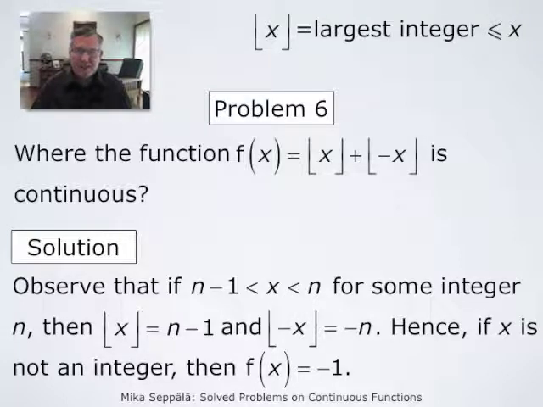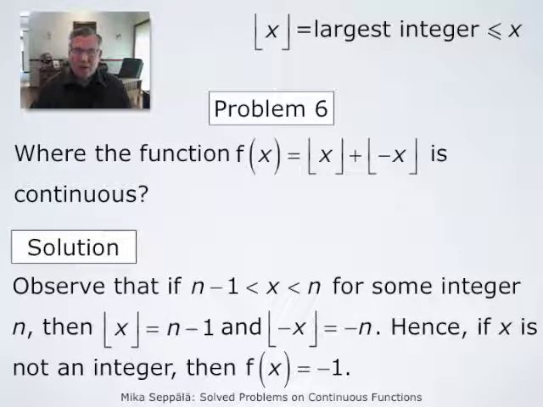Now, if n minus 1 is less than x is less than n, then negative n is less than negative of x is less than negative of n minus 1. Therefore, floor of negative of x is minus n. And this means that if x is not an integer, f of x is n minus 1 plus negative of n. It is minus 1.